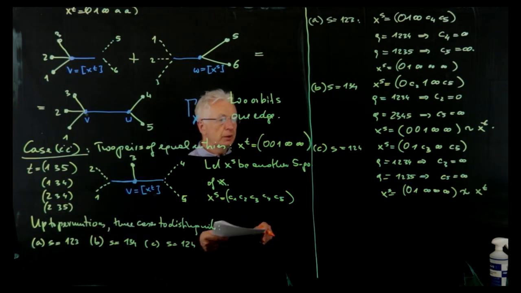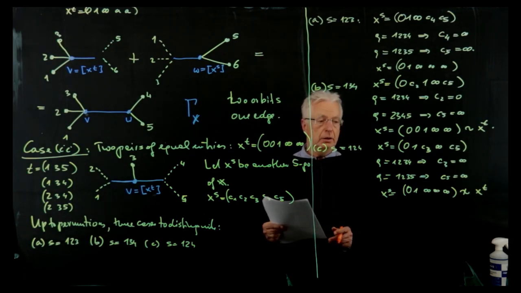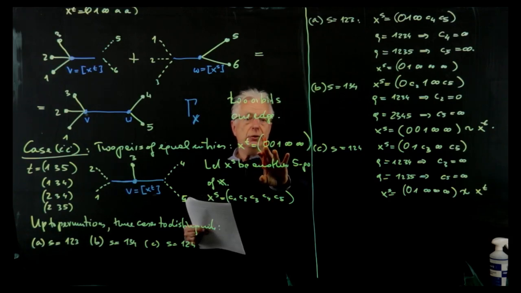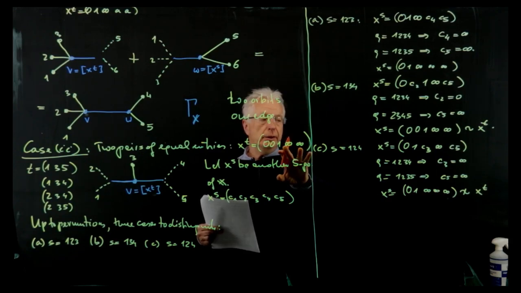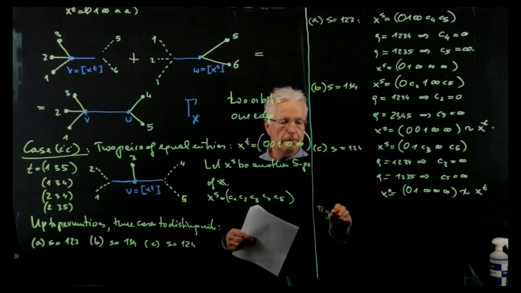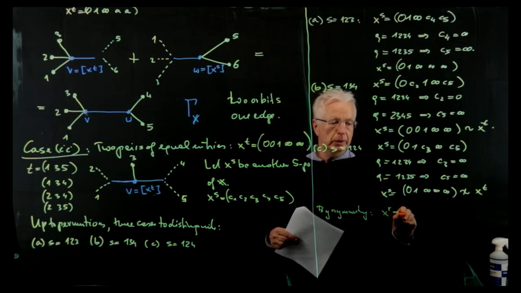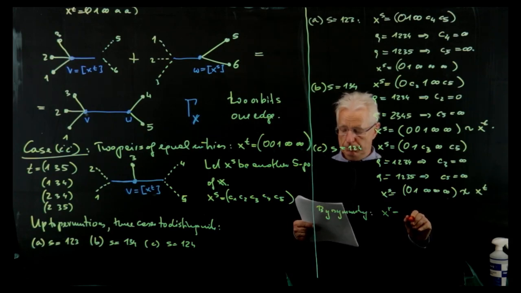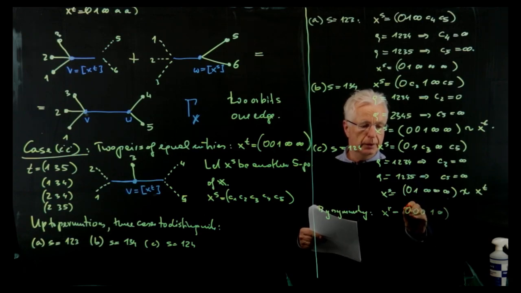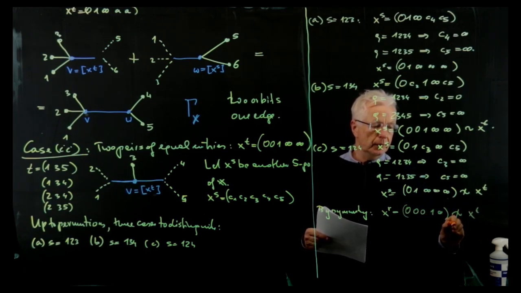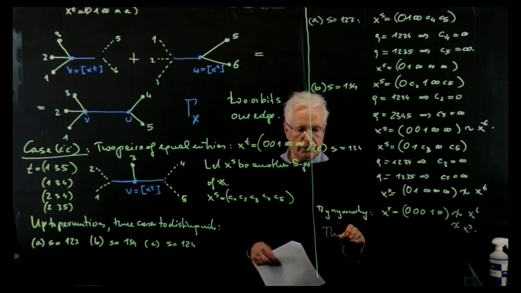Now, if we permute the whole story, you see here, we have these two equal and the last three equal, but we also have these two equal, and then we should get by symmetry xr equal 0, 0, 0, 1, infinity. And this is not equivalent to xt and not equivalent to xs. So now we get three orbits.